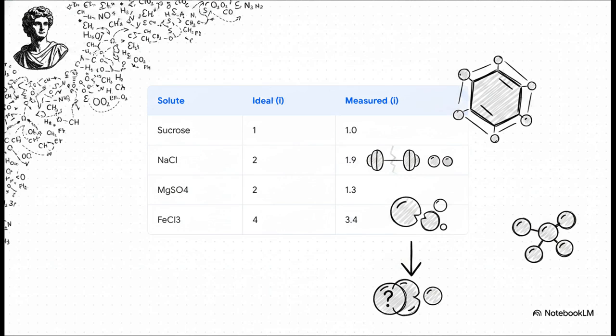Perfectly behaved. NaCl splits into 2. Ideal is 2, measured is 1.9. Hey, pretty close. But check out magnesium sulfate, MgSO4. It splits into 2 ions, so the ideal factor should definitely be 2. But the measured reality is a drastic drop down to 1.3. It's acting almost like a single solid particle. Why on earth does it do that?